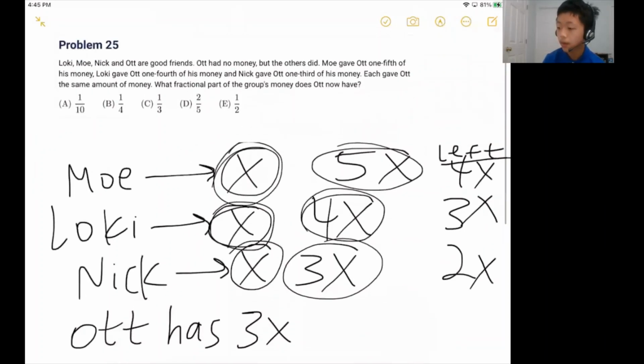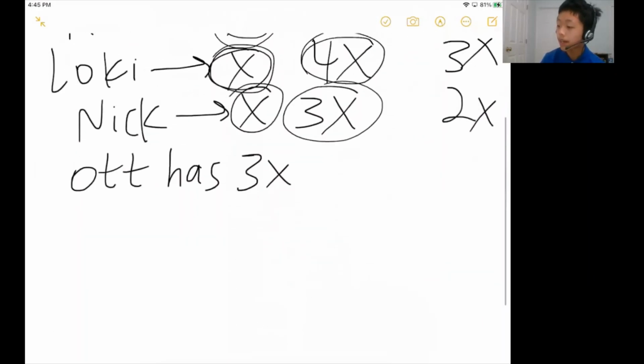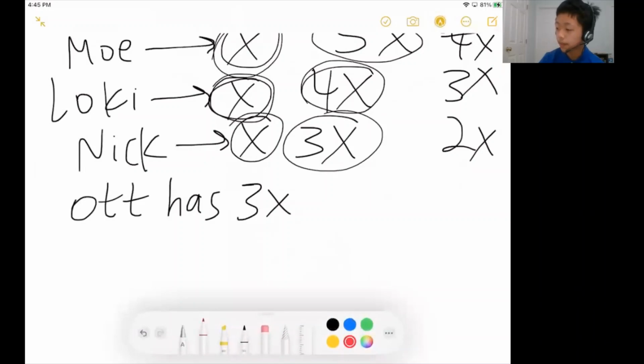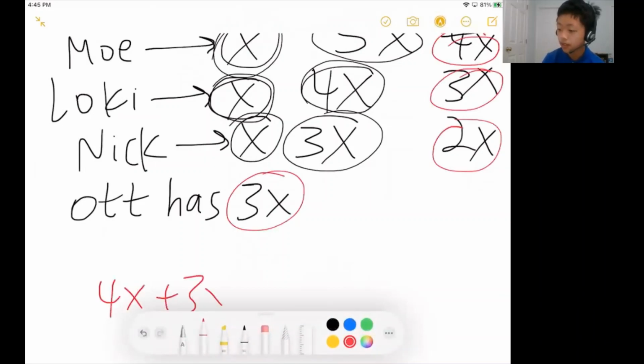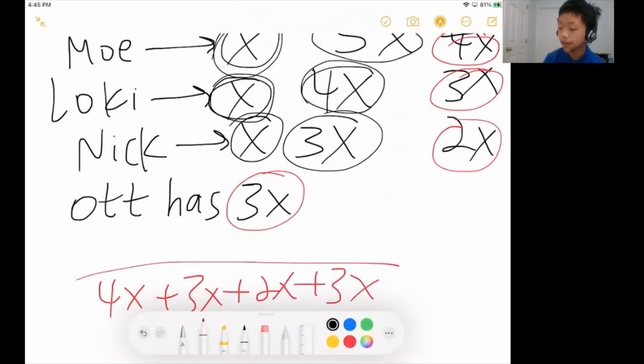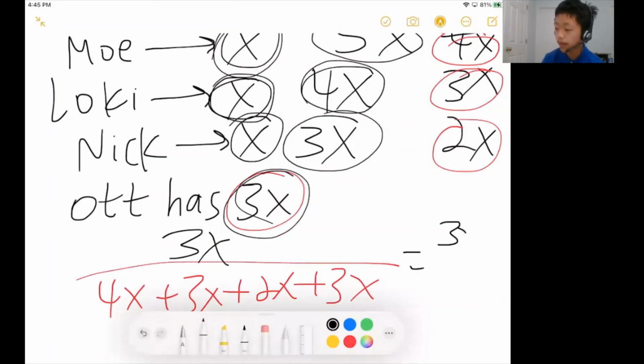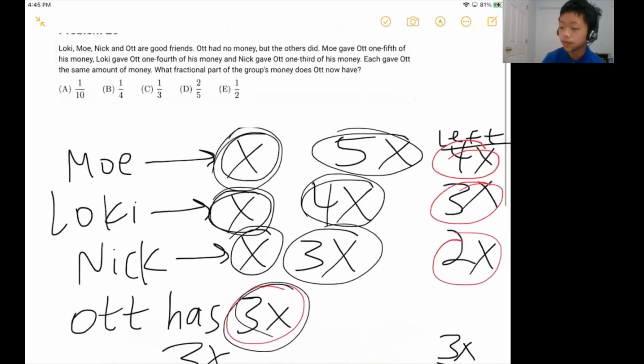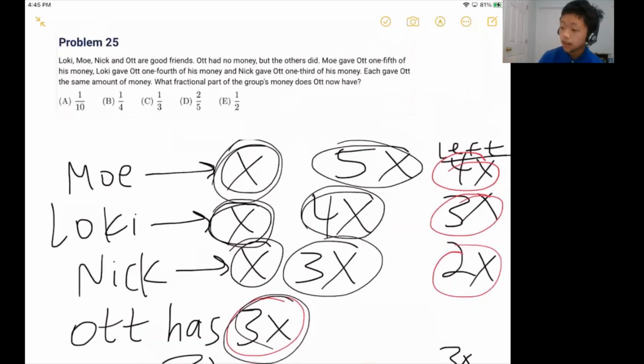So then we want to know what fraction of the money Ott now has. The total amount of money is the sum of these numbers: 4X, 3X, 2X, and 3X. So 4X plus 3X plus 2X plus 3X. And the amount of money that Ott has is 3X, right? So if we simplify, this would be 3X divided by 12X, and that would give us 1/4, which is choice B, the right answer.